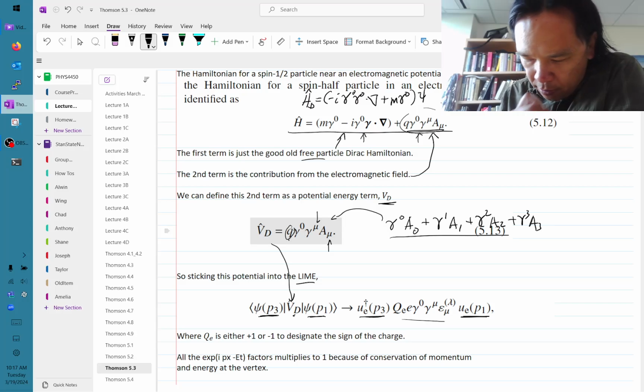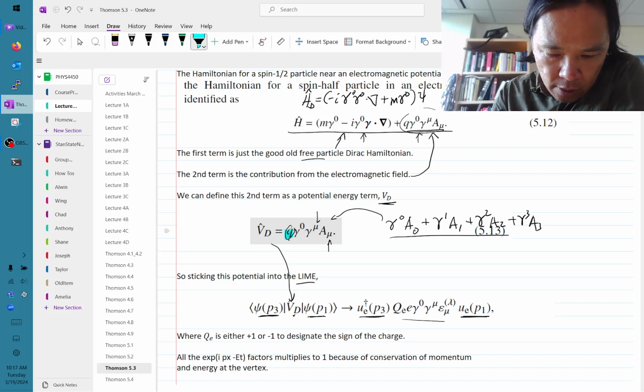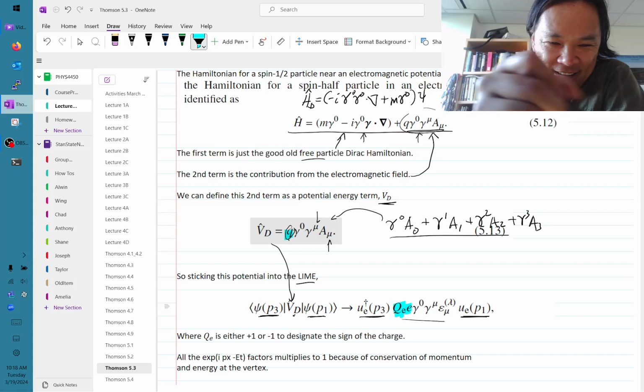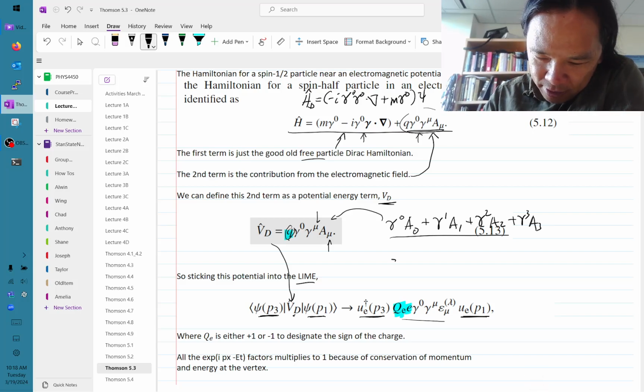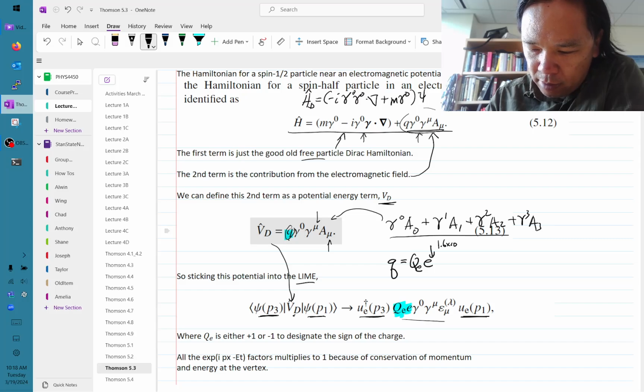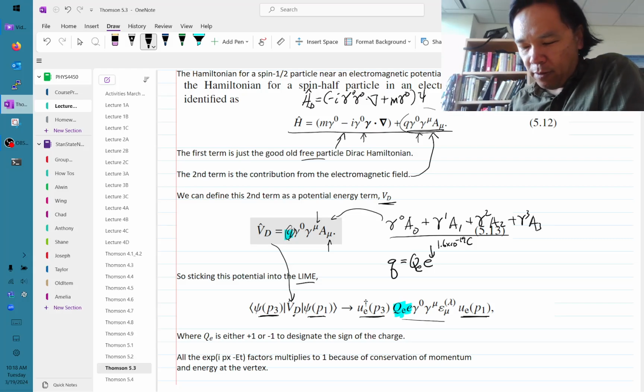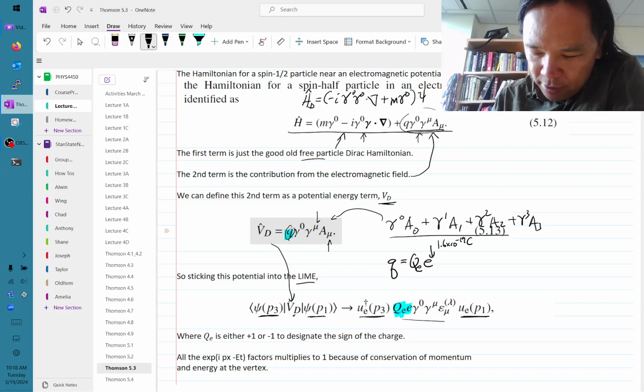So there's a Q here. Why isn't there a lowercase q here? The lowercase q got replaced by Q times e. I love this notation. So Q is equal to Q sub e times e, where e is the electron charge. In SI units, this will be 1 times 10 to the negative 19 Coulomb. But in natural units, there's a different formula to figure that out, so we'll do that later.